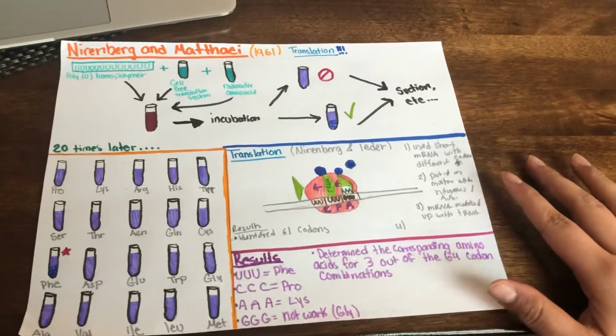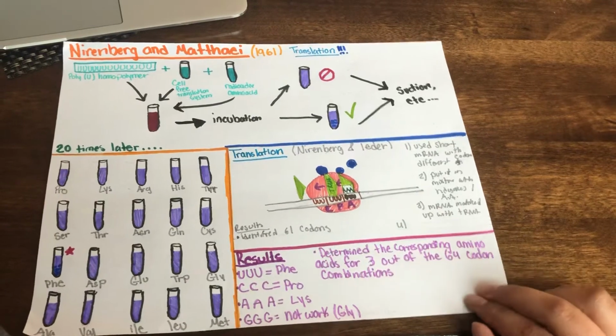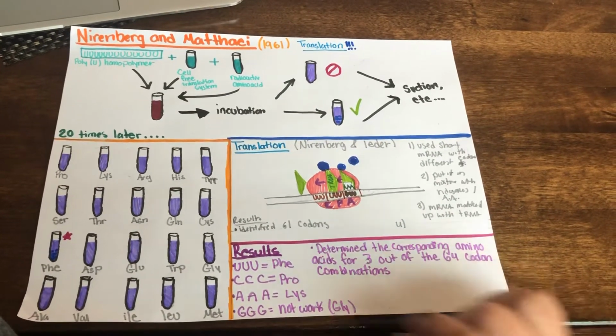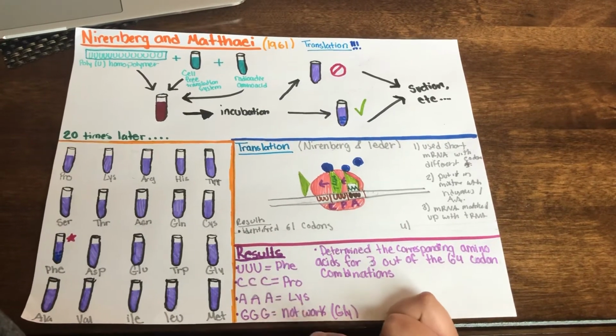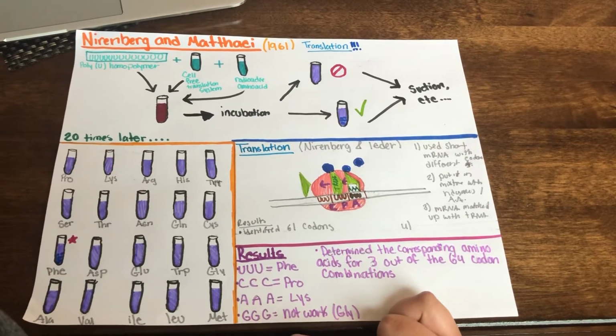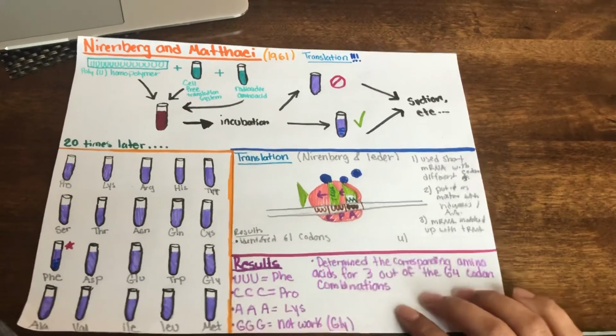Some results from this specific experiment was that they determined 3 out of the 64 codon combinations that they had known. They got phenylalanine for the poly-U, proline for the poly-C, lysine for the poly-A, and could not get the poly-G to work, but they would have gotten glycine.